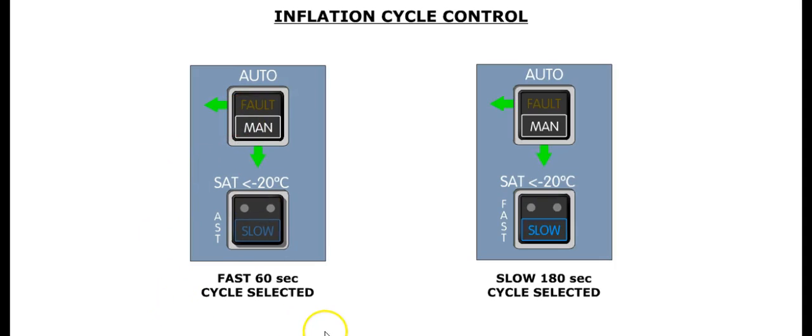The SAT less than -20 degrees Celsius push button can be pressed in. This causes the slow caption in the push button to illuminate, and the cycle is forced to 180 seconds. If this push button is released out, the cycle is set at 60 seconds.